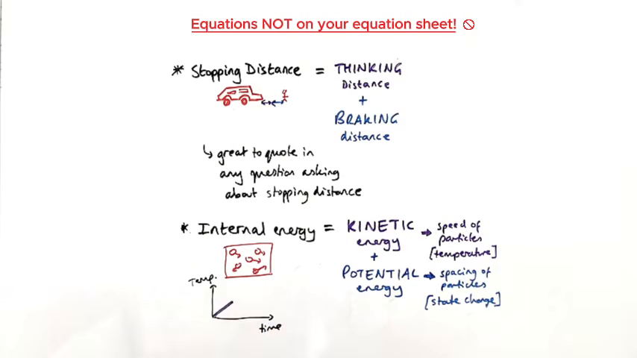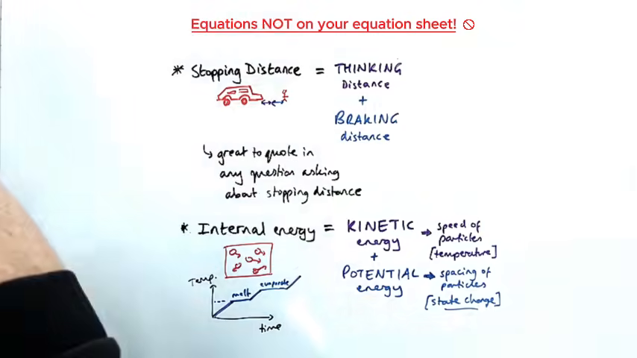Just like on this graph here, if we watch as a substance melts, as it gets hotter, it increases kinetic energy. As it melts, it increases potential energy. And as it then evaporates, the temperature increasing only increases the kinetic energy, not the potential energy.